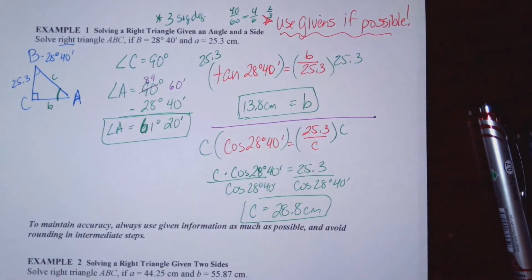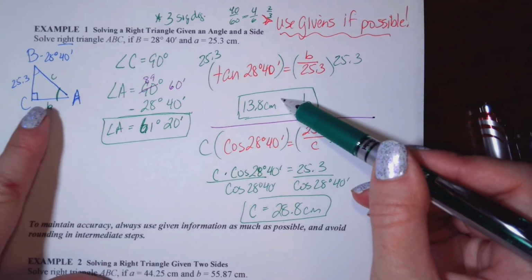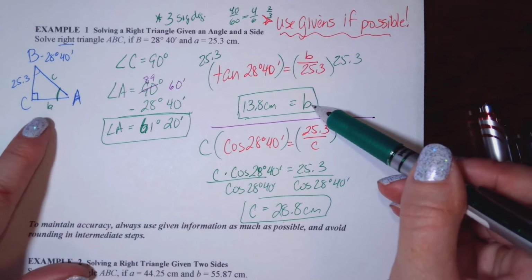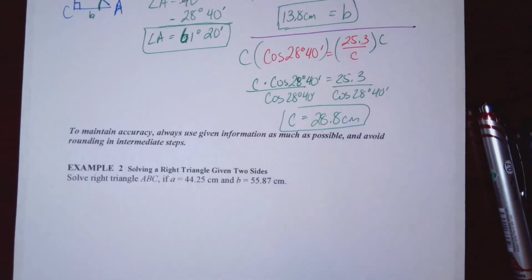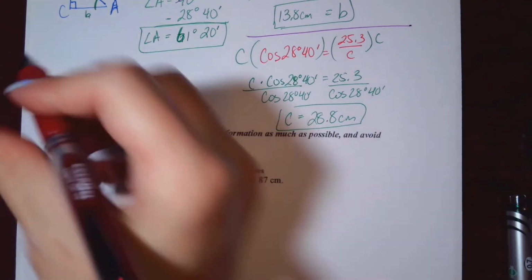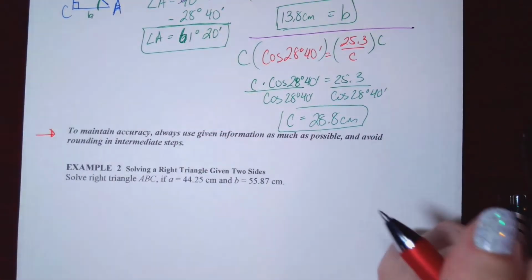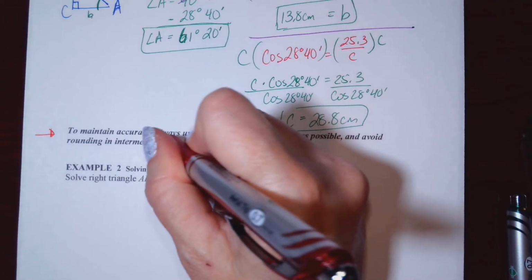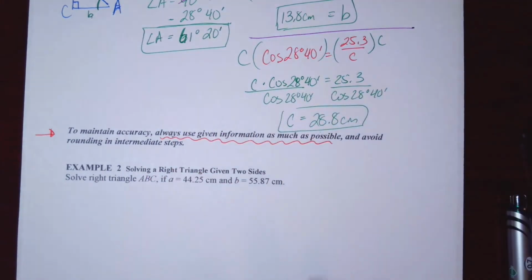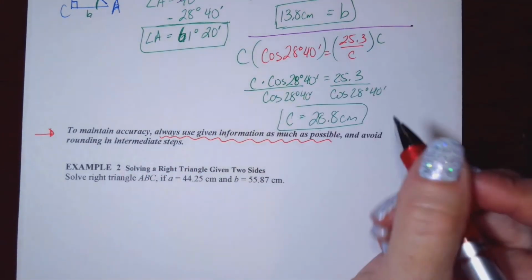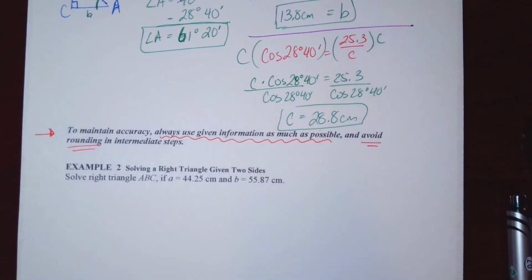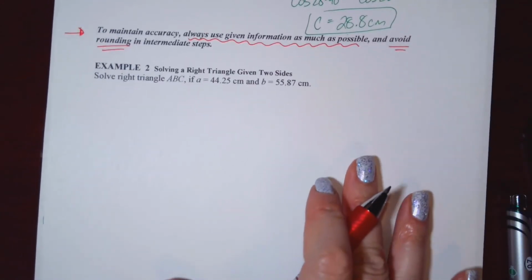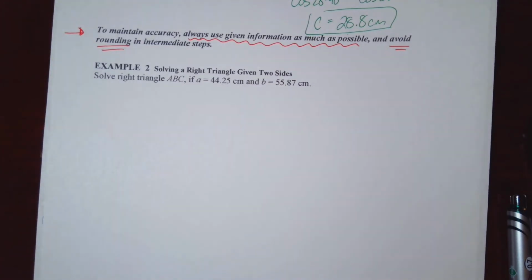And then I'm going to stop for a second. I'm going to go, okay, so C is my longest side. Yep. B is my shortest side. Yep, that works. Looks good. Okay, so to maintain accuracy, there's my reminder again. To maintain accuracy, always use the given information as much as possible. Don't round in the intermediate steps. Avoid rounding until you're done. All right, let's do another.